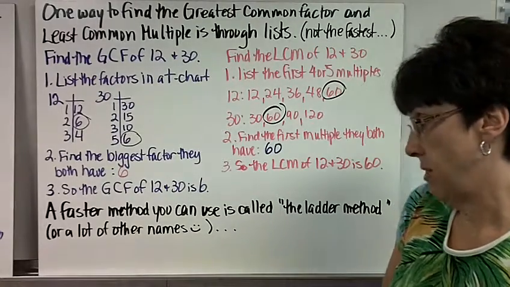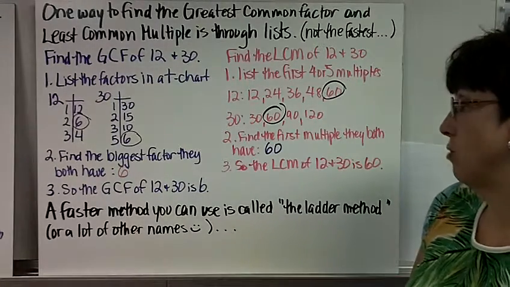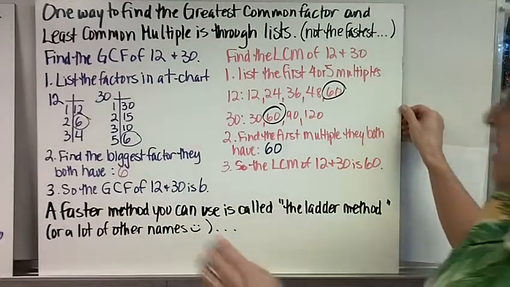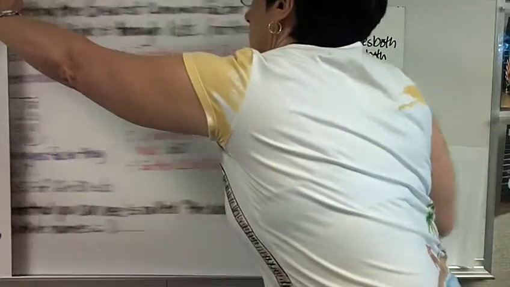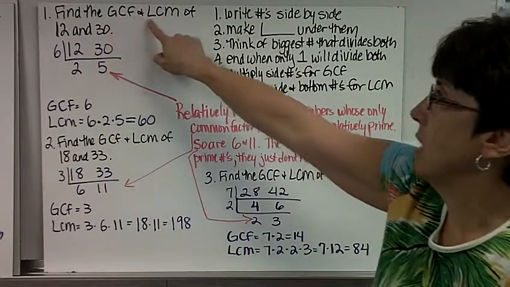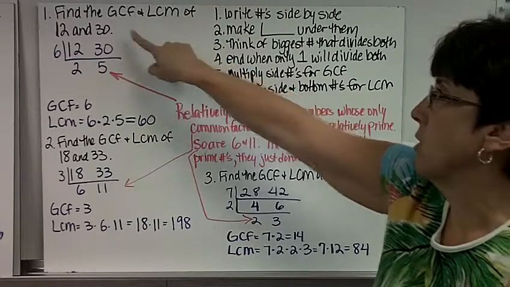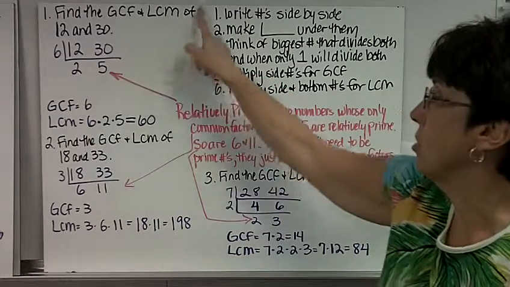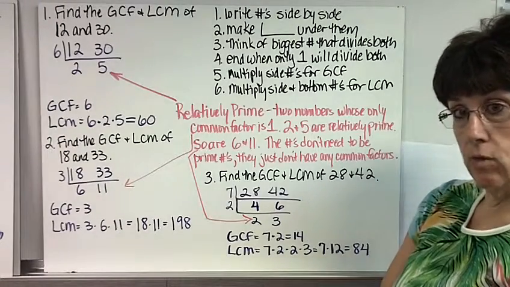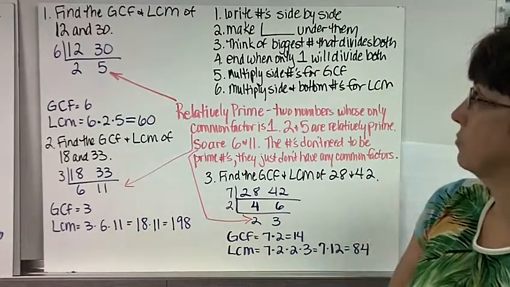A faster method you can use is called the ladder method. And it's also called a lot of other names, but we call it the ladder method. So now let's do some of those. All right, find the greatest common factor and least common multiple of 12 and 30. Here are the steps. So why don't you, I'll move out of the way so you can write them down, okay? And then I'll go over all of them.